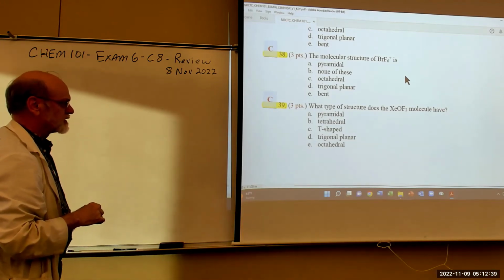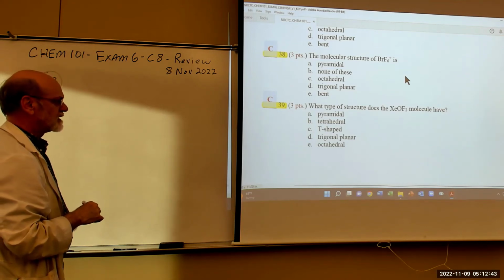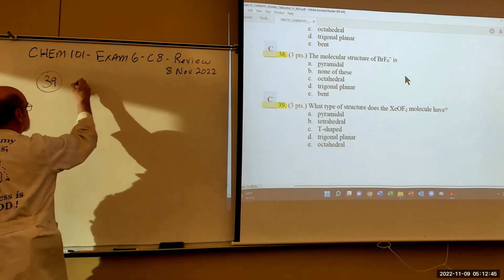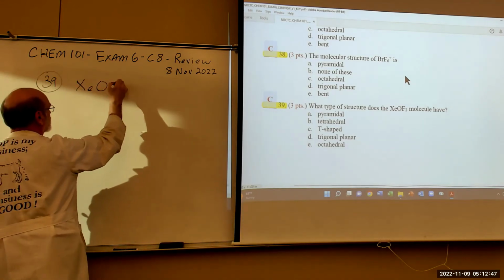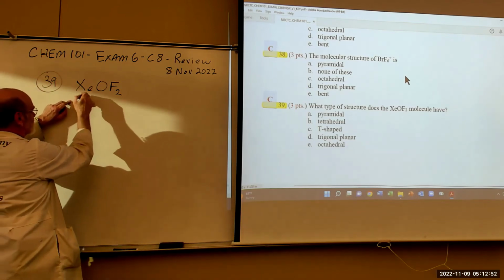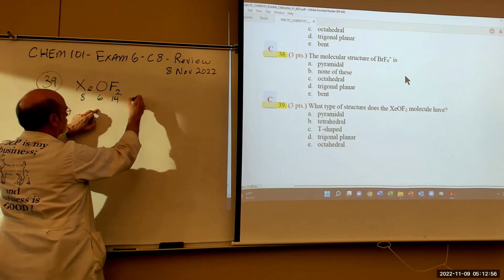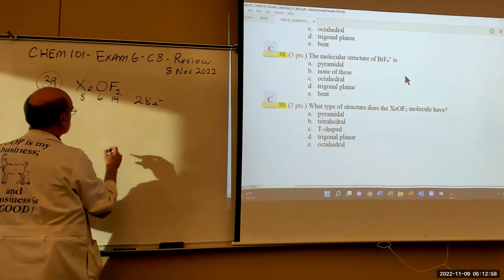What type of structure does the following molecule have? Xenon, oxygen, fluoride, fluoride. Okay. This has 8, that's 6, 2 times 7 is 14, so that's 28 electrons.